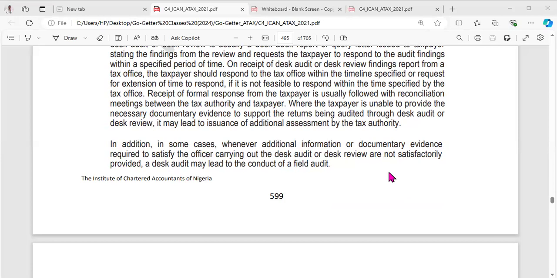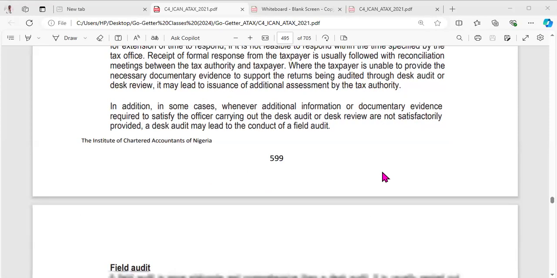So when they have stayed in their office to do their work remotely, you provide these documents, you send them via email, or you come to their office and submit them. Most times people want to submit via email also. Everything is done remotely, no face to face. If they are not satisfied, then it could lead to a desk to field audit. Now they have left their desk and they are now going to the field.